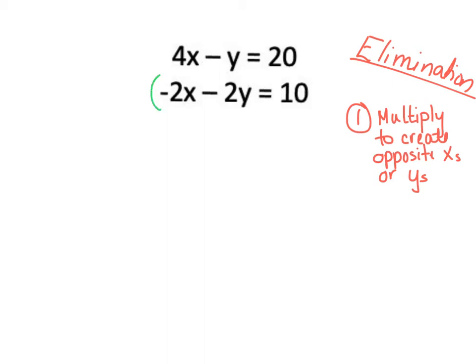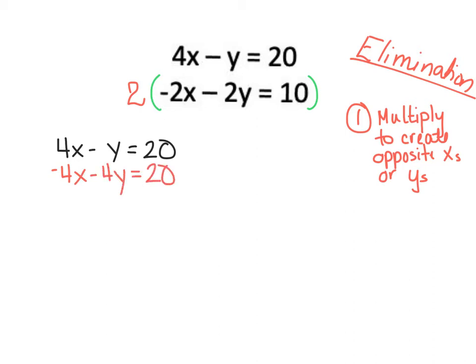Again, it's my choice. I can do this any way I want. So if I have 4x at the top, if this were -4x, it would be its opposite. To make that be -4x, I would have to multiply the bottom equation by 2, and I'm going to multiply both sides by that. So I'm just going to recopy the top one, and I distribute the 2 in the bottom one to get -4x minus 4y equals 20.